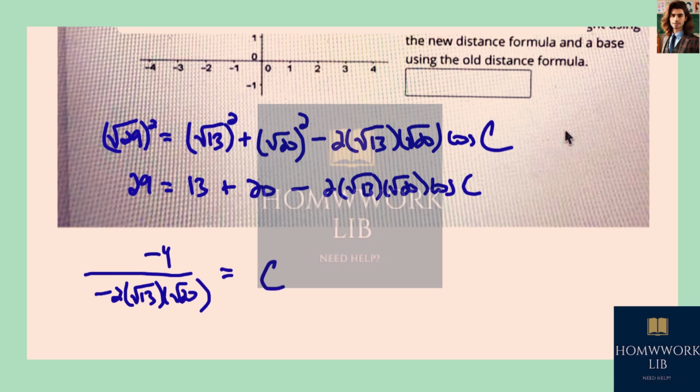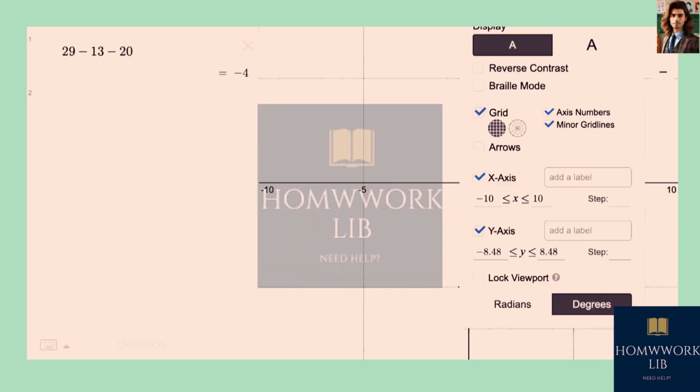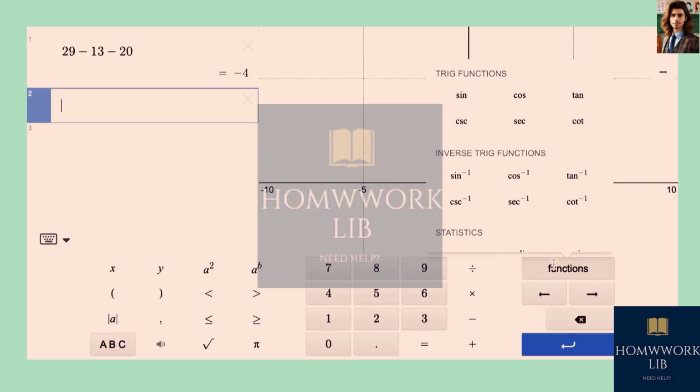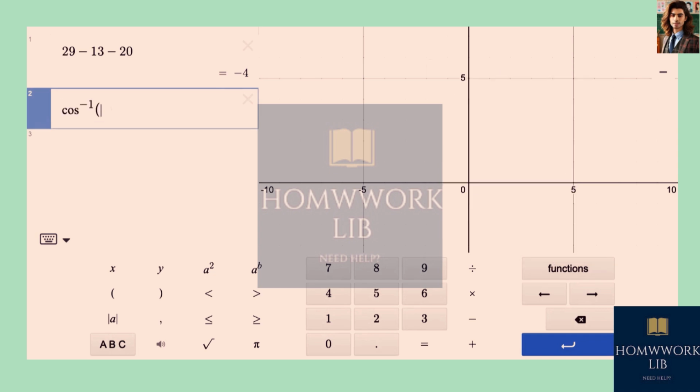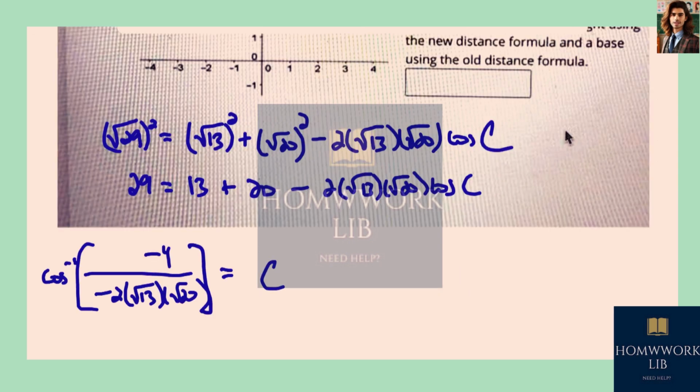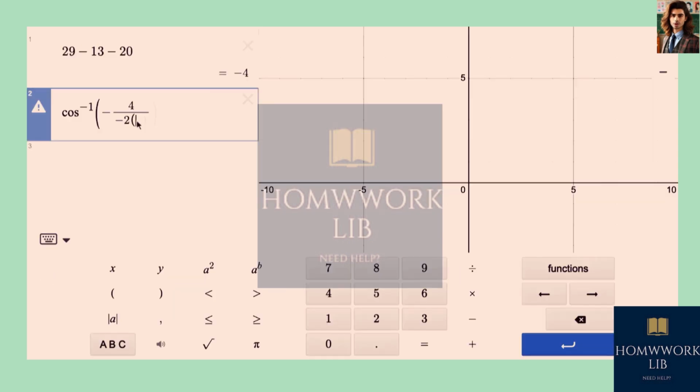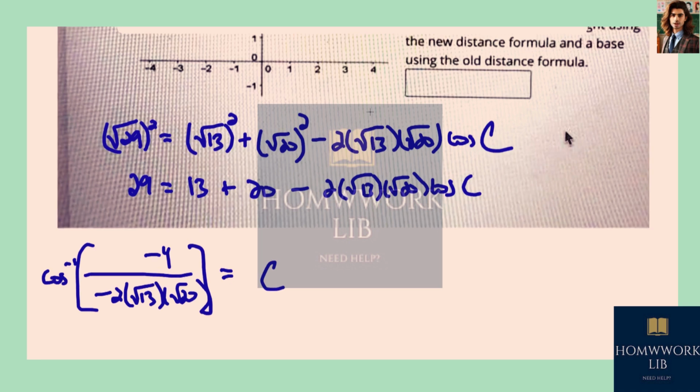So angle C would be the inverse cosine. Make sure you are in degree mode, and the inverse cosine of -4 over -2 times the square root of 13 times the square root of 20 to the nearest tenth would be 82.9 degrees.